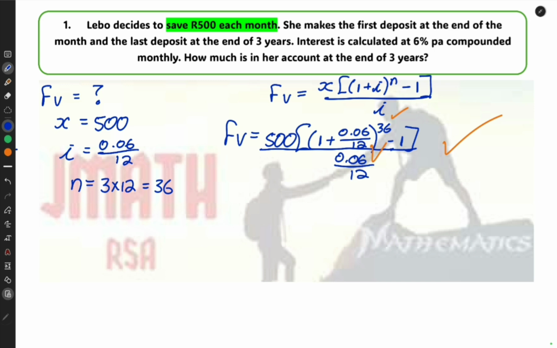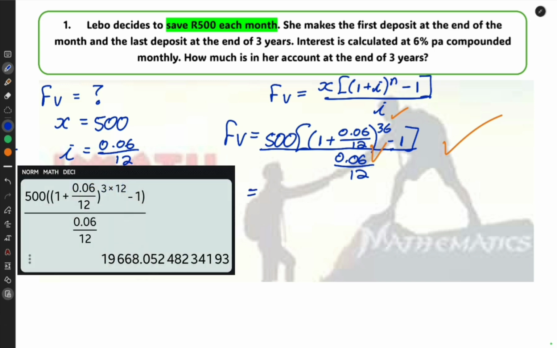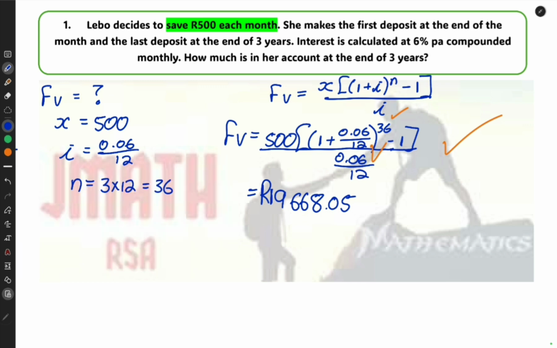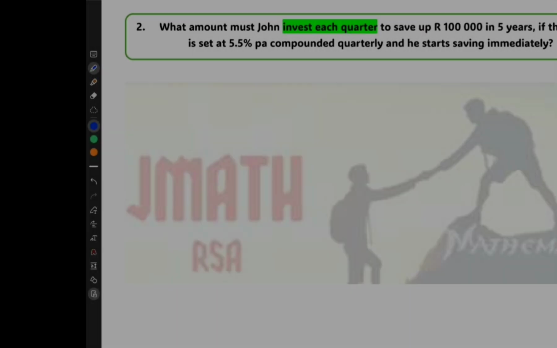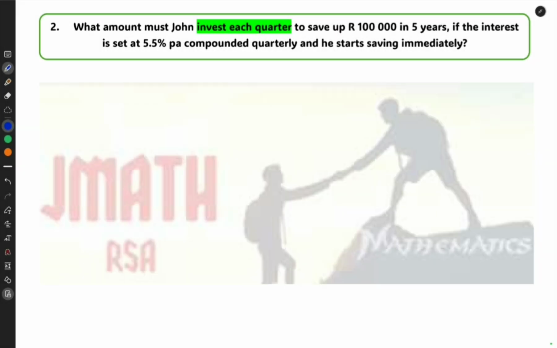So the next thing I'm going to write in my exam is just the answer, which is going to be 19668.05. This is fine, and so I can just put a Rand in front. So to answer the question, how much is in her account after 3 years? Almost 20,000.